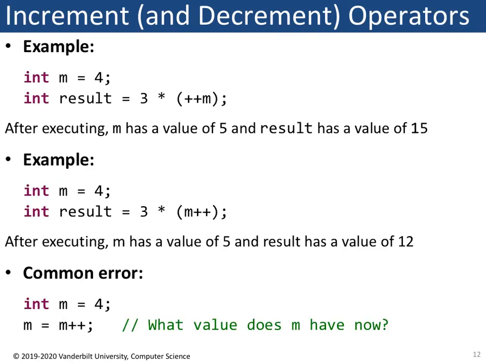In the last slide, we saw operators which were plus plus and minus minus. These are unary operators that affect the value of a variable. Plus plus is an increment operation, and minus minus is a decrement operation. Now there are two versions of this. If plus plus occurs before, as in this first example, then this is considered a pre-increment. If plus plus occurs after the m, this is considered a post-increment.